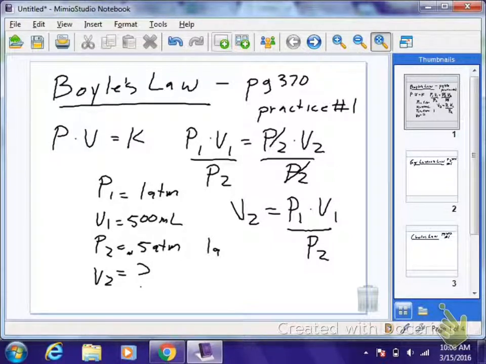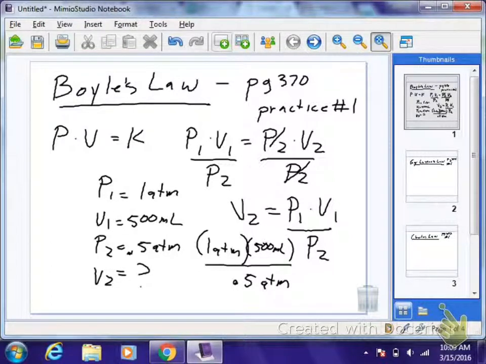P1 is 1 atmosphere. V1, 500 milliliters. And P2 is 0.5 atmosphere. Any questions with that? And then your answer, once you do that, what do you think? Before I plug this in, you know what the answer is going to be, right? 1,000, because it doubles. Pressure is half, volume doubles. Sometimes you don't even have to plug them in because the numbers are so easy to look at. This one's just a good practice one. That would be your answer.